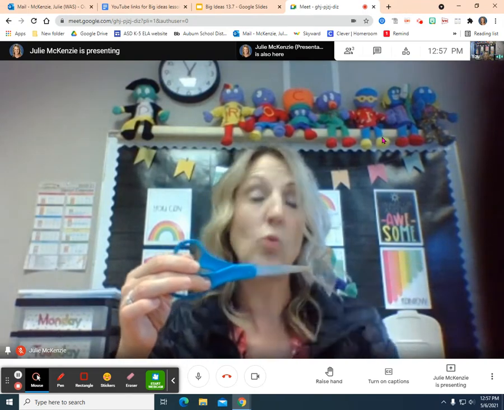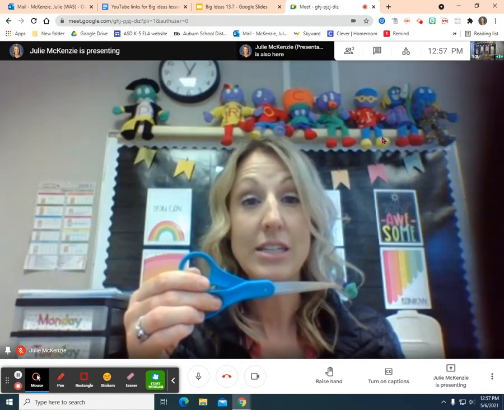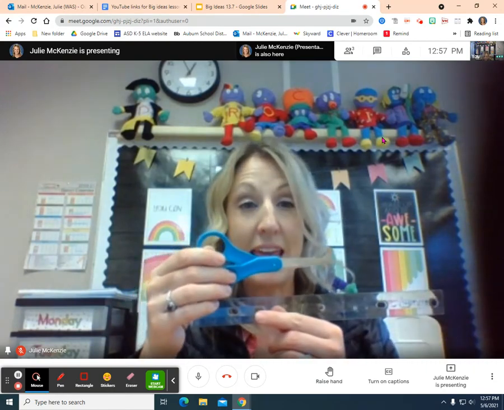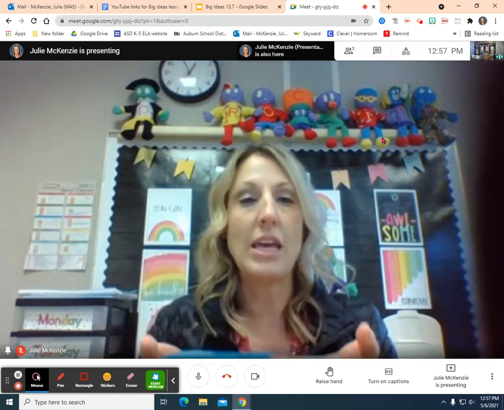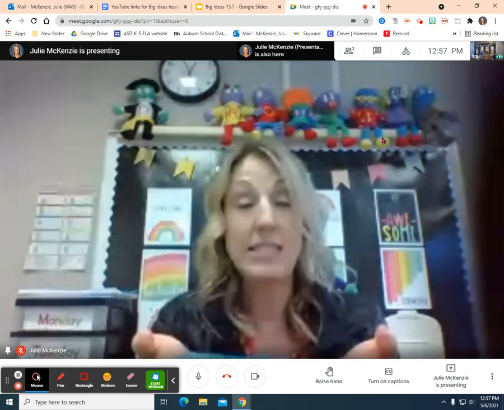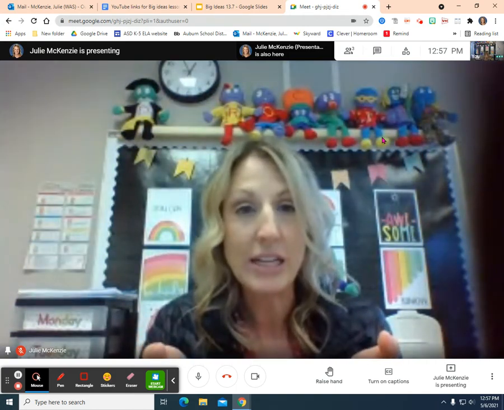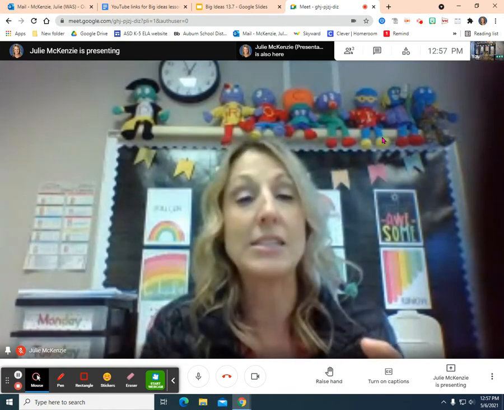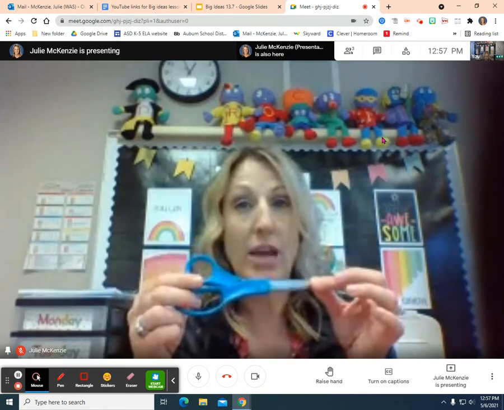Yes. One of the measurable attributes of my scissors is that I can measure the length. What about the weight? Do you think that I could put my scissors on a scale and see how heavy my scissors are? Sure, I could. Yeah, I could weigh my scissors. So another measurable attribute about my scissors is the weight.